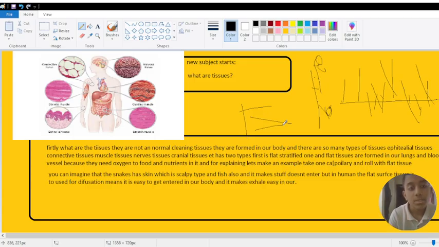Then we have smooth muscle tissues, which can be found in the large intestine and small intestine, to help food move along, and they are also made up of hairy particles like the connective tissues.